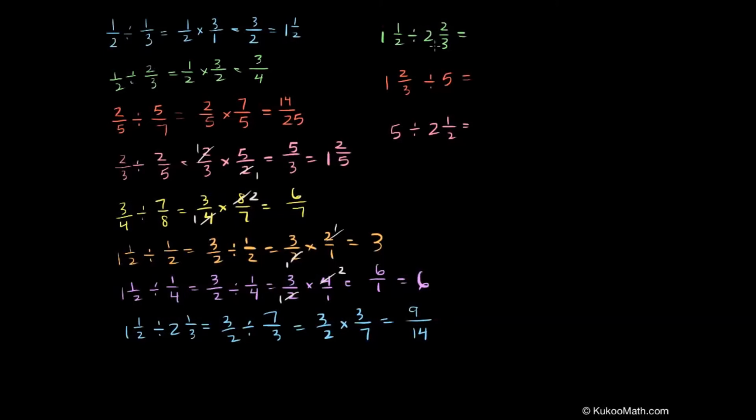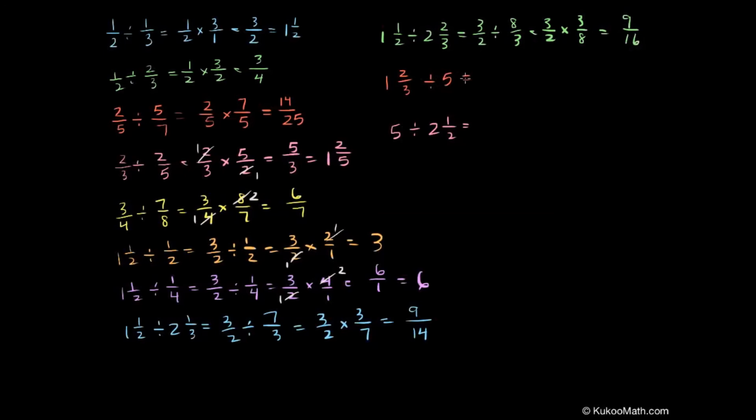Next problem, 1 and 1/2 divided by 2 and 2/3, which is 3/2 divided by, 3 times 2 is 6 plus 2 is 8, 8/3. That's equal to 3/2 times 3/8. Again, we can't simplify, so the answer to this is just 9/16.